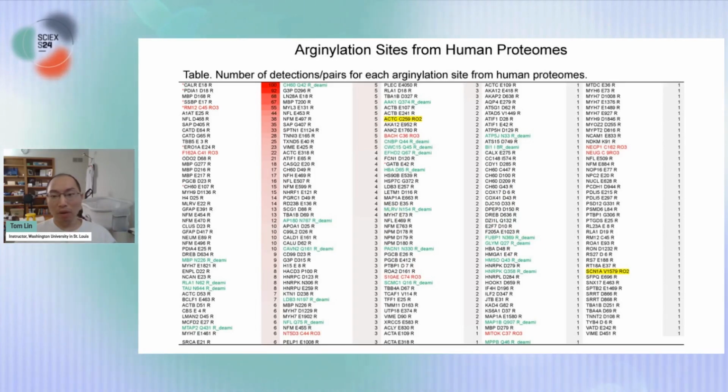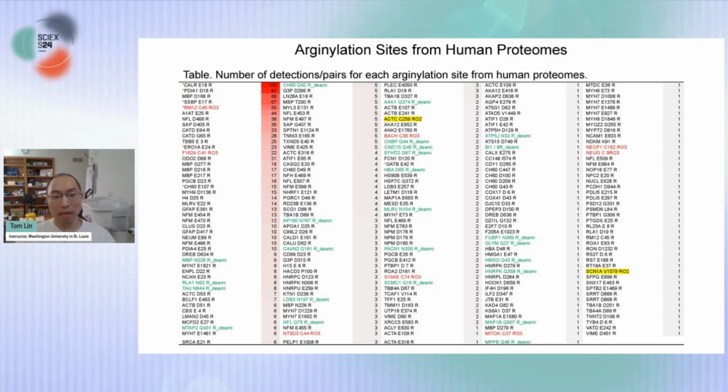Here is a table of all 229 sites ranked based on their numbers of detections. The sites are categorized into 4 types of arginylation based on the modification masses: R as the arginylation, RO3 as arginylation after cysteine trioxidation, RO2 as arginylation after cysteine dioxidation, and RDME as arginylation after the deamidation of asparagine and glutamine.